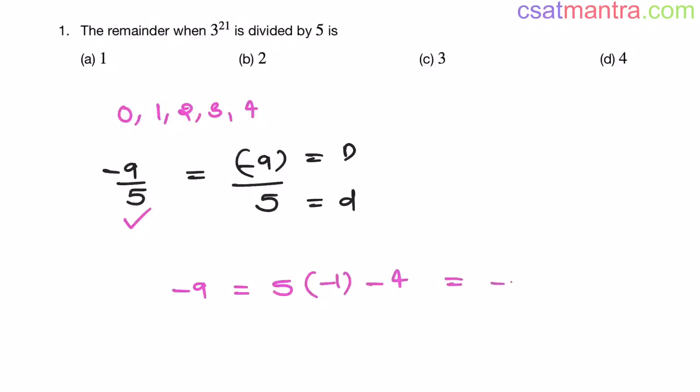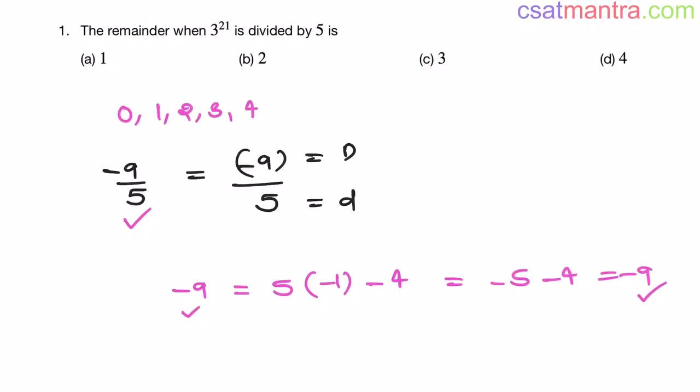5 into minus 1 is minus 5, minus 4. Okay, this is minus 9. Left hand side minus 9, right hand side minus 9. Both are equal. Now tell me, isn't this equation mathematically correct? This equation is mathematically correct, my friends.